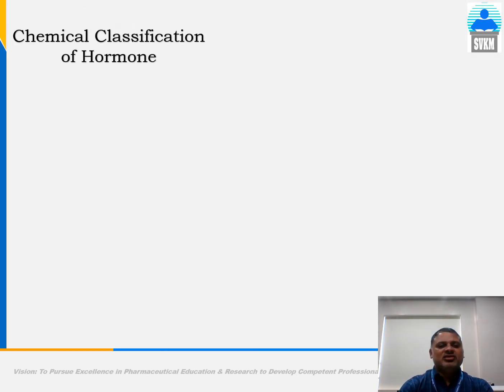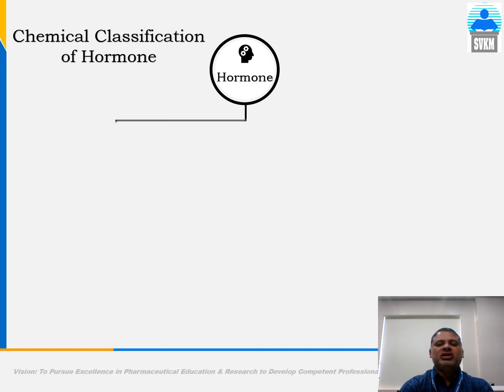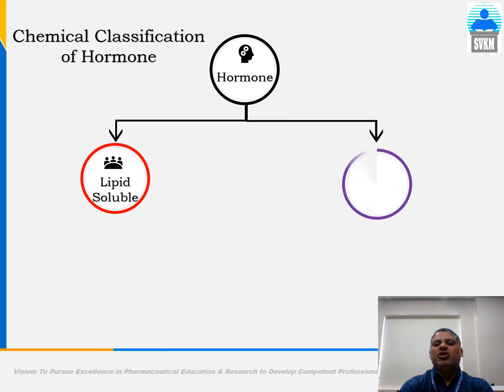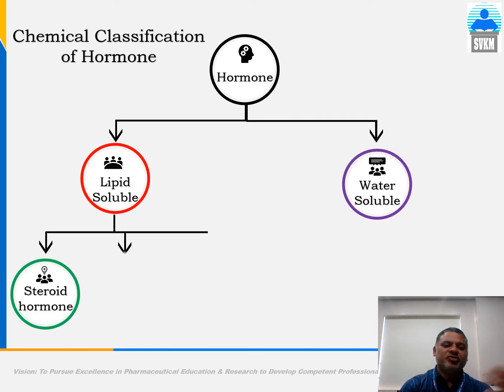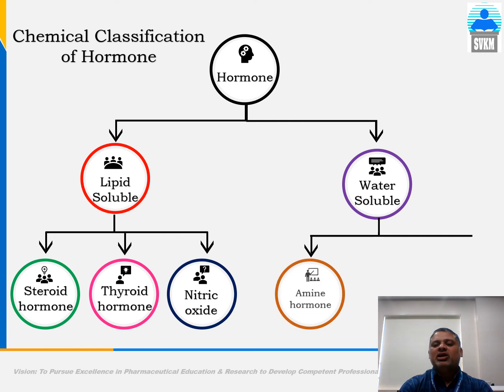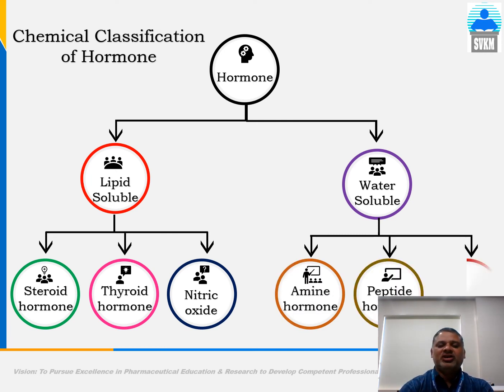Now the chemical classification of the hormones. Basically, hormones are classified into two categories: one is lipid soluble and the other is water soluble. Lipid soluble hormones are further classified as steroid hormones, thyroid hormones, and nitric oxide, which is a gas. And the water soluble hormones are further classified as amine hormones, peptide hormones, or eicosanoids.